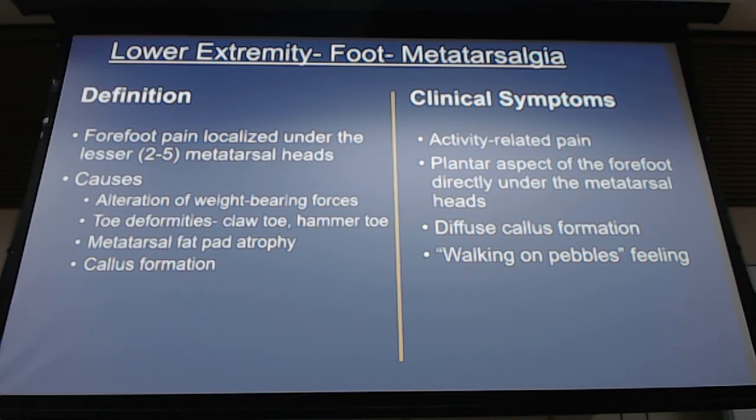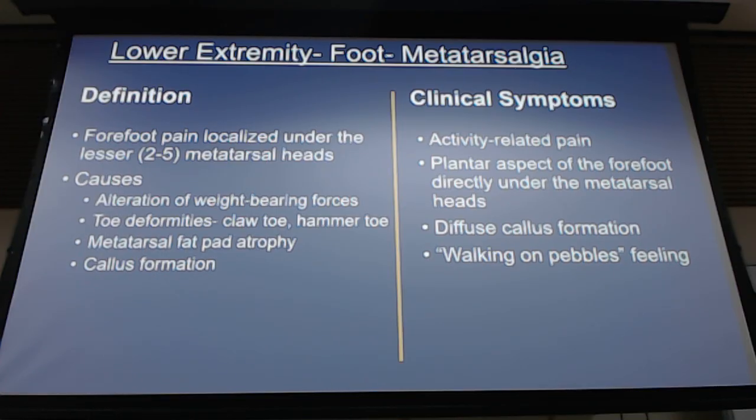So, forefoot pain, right, under the lesser metatarsals. We talked about things going on with the hallux, which is the great toe. We're going to shift focus to toes 2, 3, 4, and 5. Metatarsalgia usually occurs at the metatarsal heads of the lesser metatarsals. And if you have any of the other toe maladies, hammer toe, claw toe, then that just makes your problem worse.